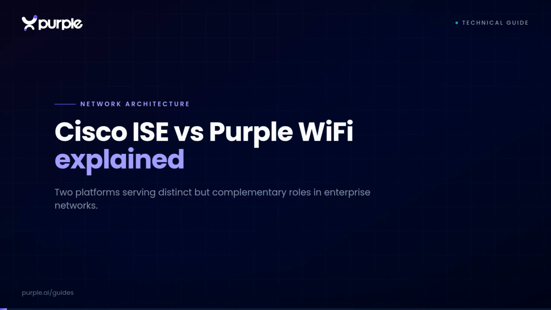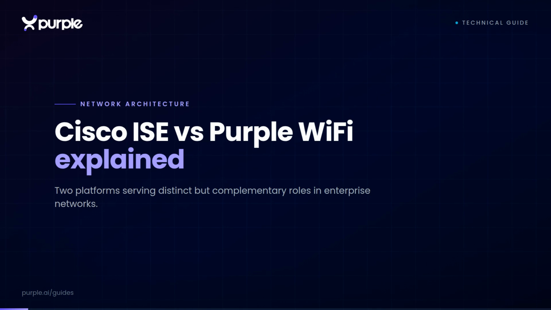Cisco ISE and Purple Wi-Fi are not competitors. They serve distinct but complementary roles in enterprise networks. ISE is a network access control platform designed to secure corporate devices using 802.1X. Purple is a cloud overlay platform designed to manage guest Wi-Fi experiences, capture marketing data, and provide analytics. They work on different populations using the same physical infrastructure.